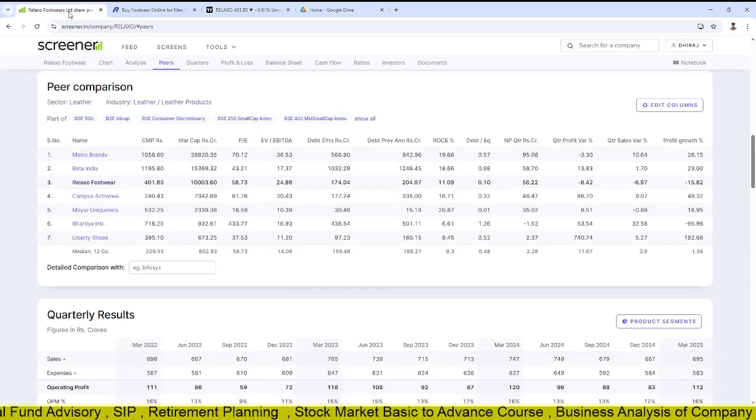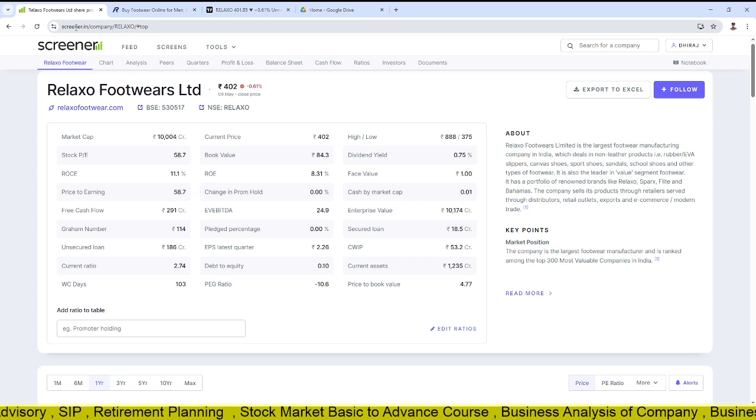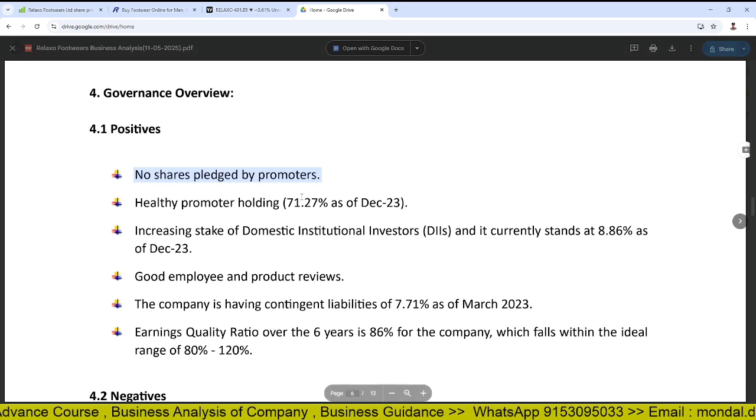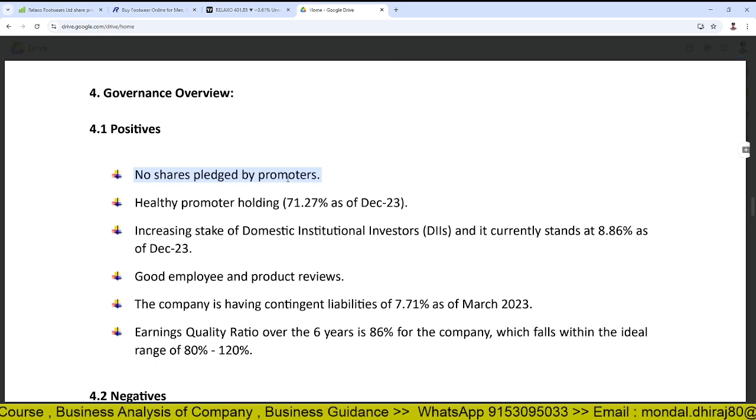How can we see this? You can see it on the screener.in website. If you search for Relaxo Footwear, you will get this company and you can see the pledge percentage is 0 here. A pledge percentage of 0 means the company is pledging no shares. Sometimes a company pledges its own shares and receives a loan from the banks.